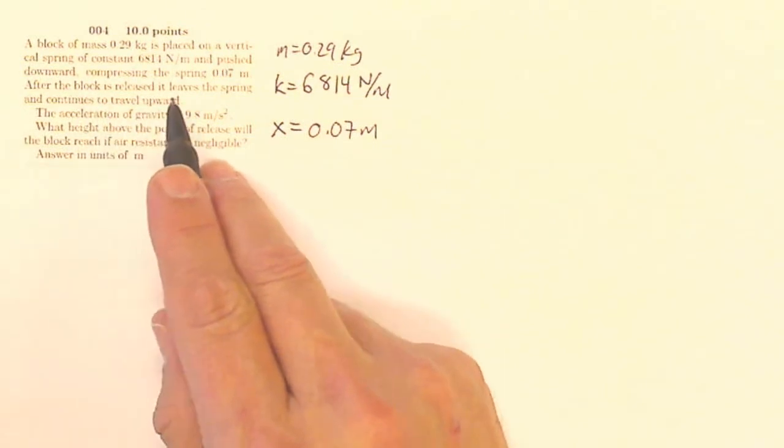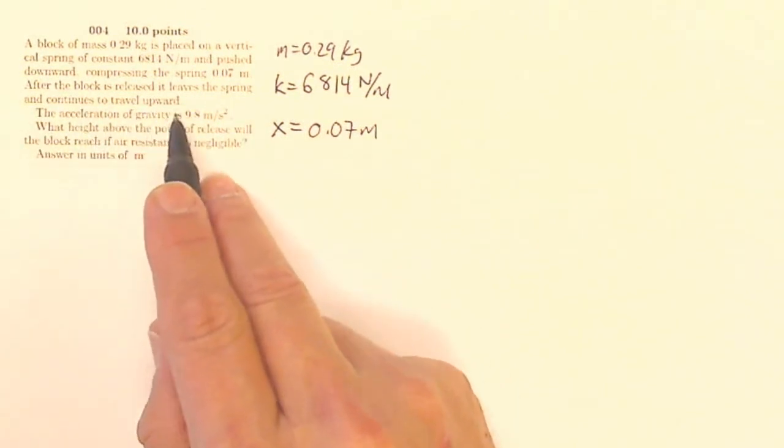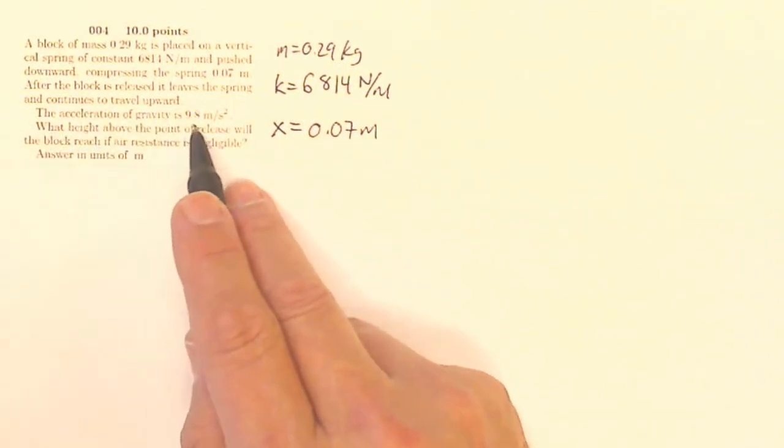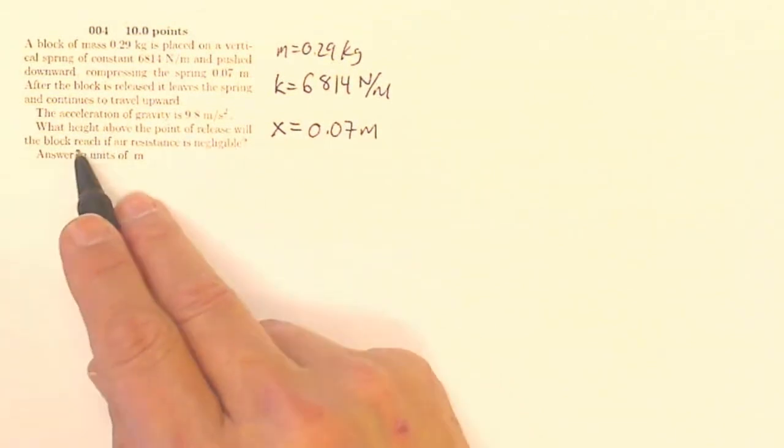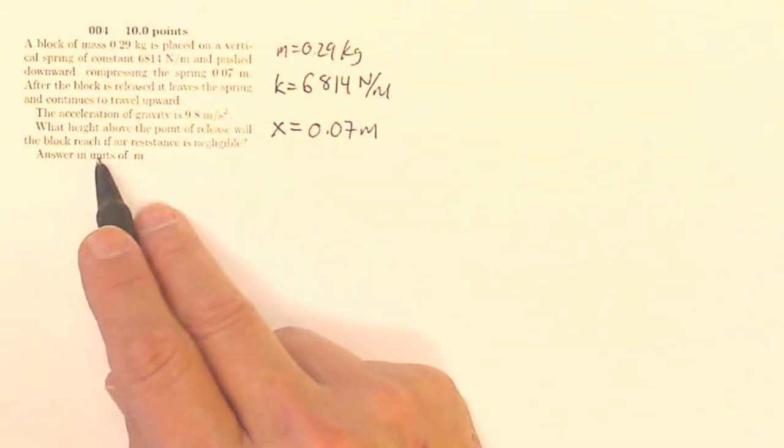After the block is released, it leaves the spring and continues to travel upward. The acceleration of gravity is 9.8 meters per second squared. What height above the point of release will the block reach if air resistance is negligible?